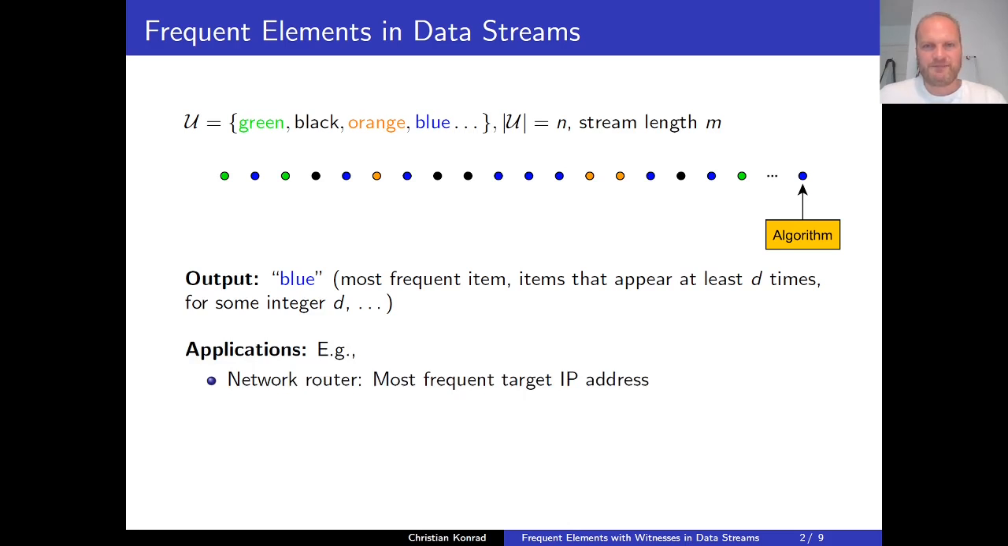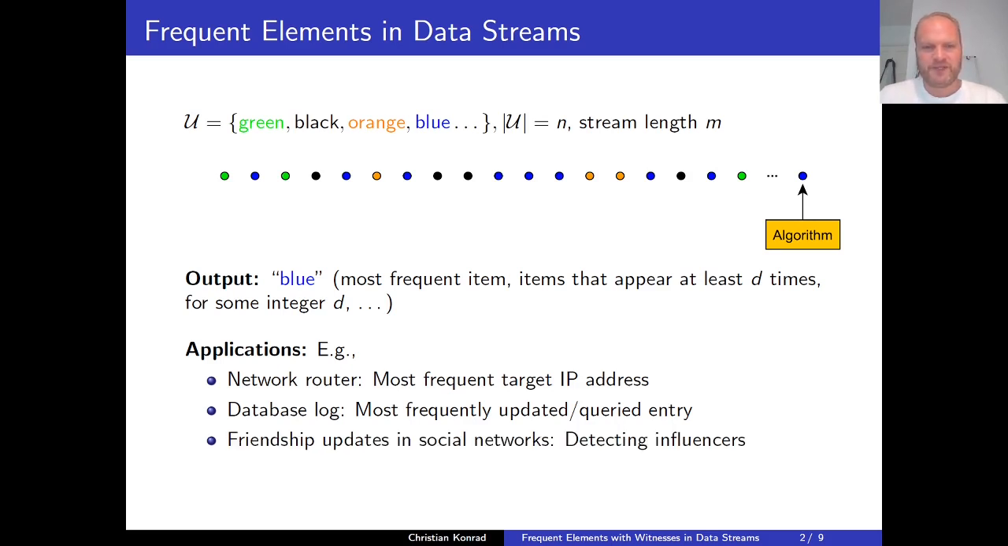Now, this problem has many applications. So for example, we can think of a network router, and suppose the network router needs to output the most frequent target IP address that it has seen in a specific time span. For example, if we think about a database log file, we might be interested in what is the most frequently updated or queried entry in a database log.